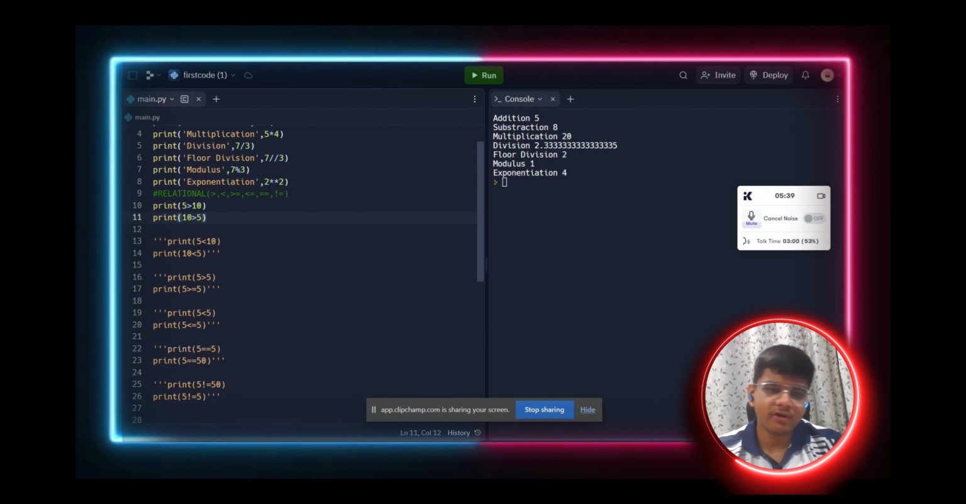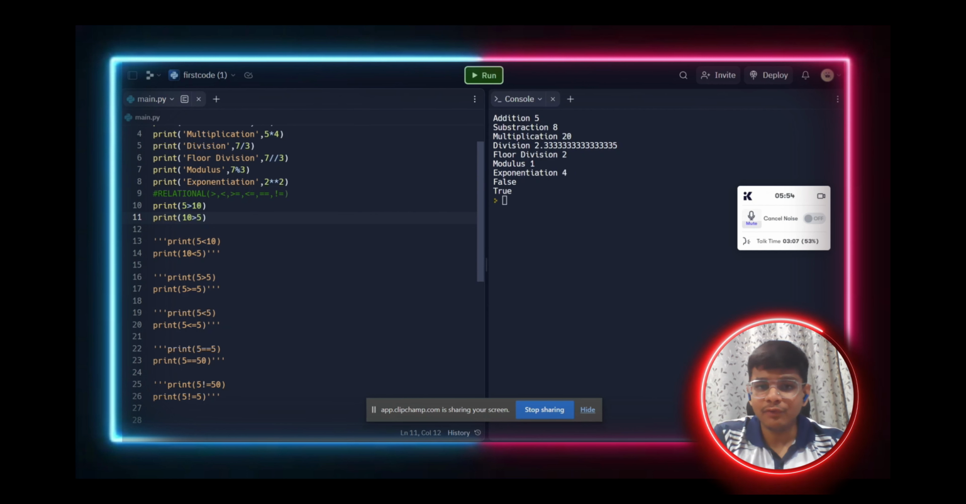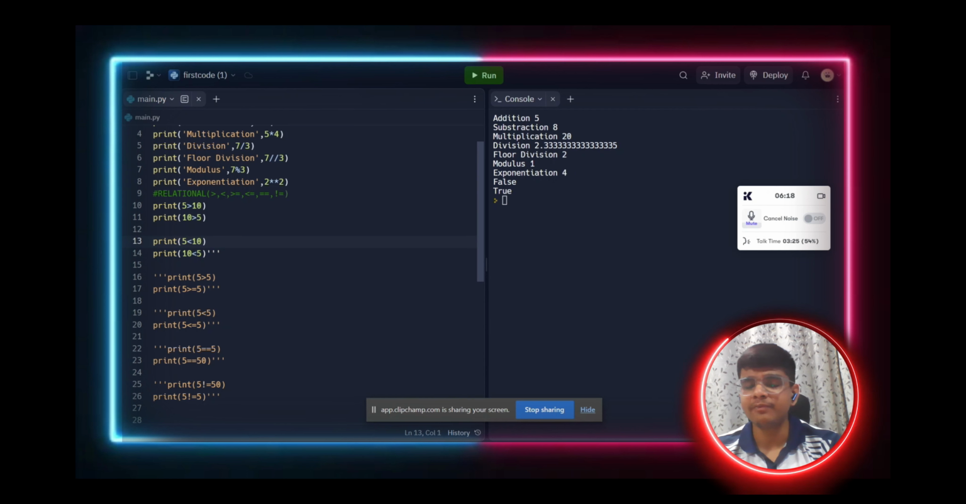Now we will deal with relational operators. The first is the greater than symbol. In relational operators, we are just comparing two operands using the operator between them. It is just a comparison of whether 5 is greater than 10 or not, and whether 10 is greater than 5. 5 greater than 10 is obviously false, and 10 greater than 5 is true. You will notice throughout that relational operators only give answers in true or false, that is, Boolean data types. That is one thing you should notice.